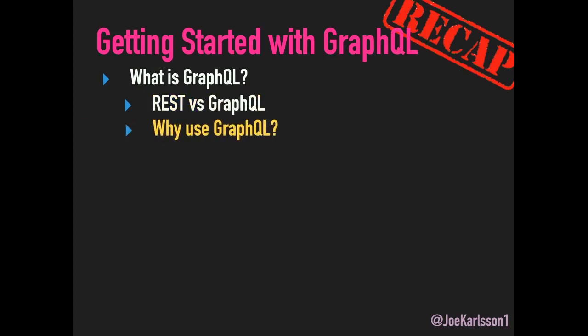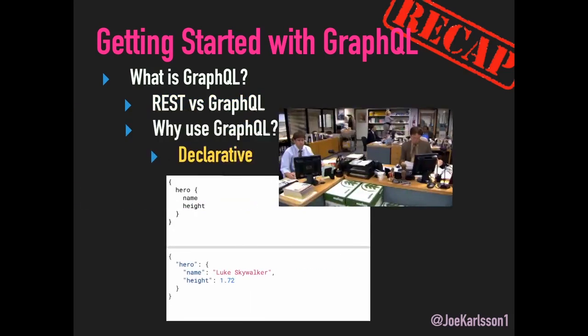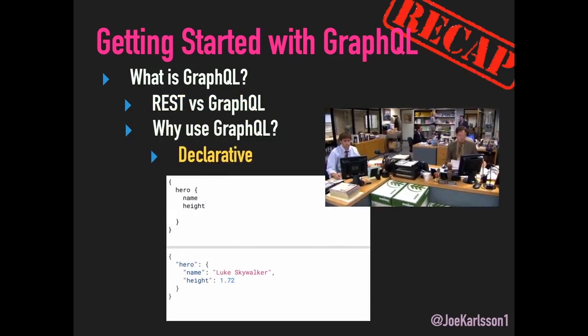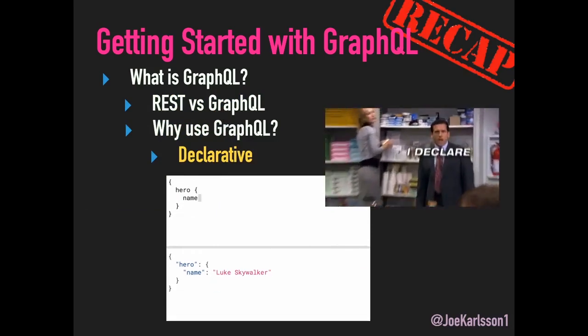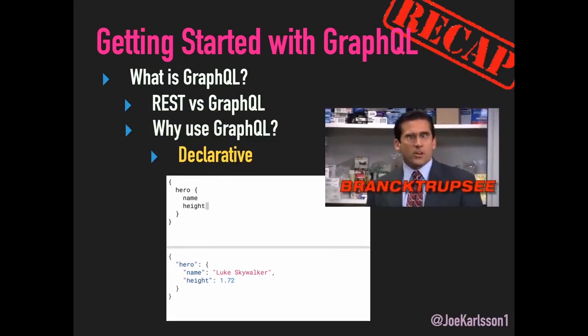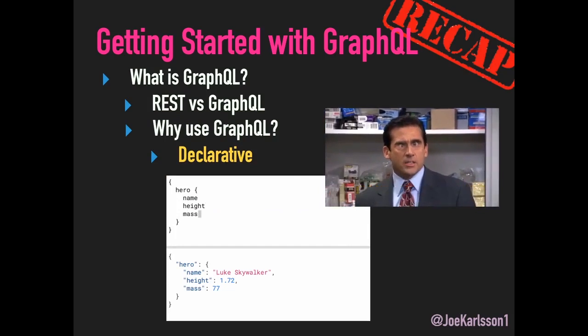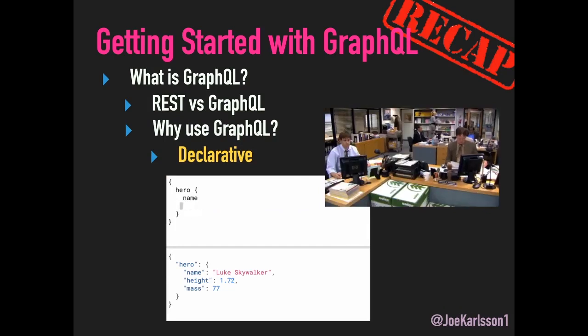We talked about why you should be using it. So the key features are it being declarative. And we talked about Michael Scott declaring bankruptcy. He doesn't know how that works, but he just declares what he wants and expects to get that back. GraphQL actually works like that, right? You can just get the data that you're requesting back in the form that you're requesting it.